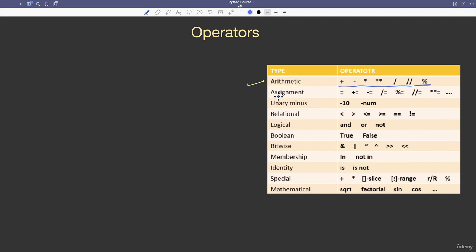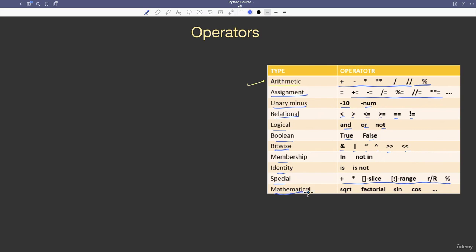Now assignment operator. With assignment there are different types of operators, which I'll just read out. Then unary minus operators are there. Then relational operators: less than, greater than, less than or equal to, greater than or equal to and not equal to. Logical operators: and, or, not. Boolean operators, that is true and false. Bitwise and, or, not, XOR, right shift and left shift. Membership operators are there. Identity operator, and some special operators are there.